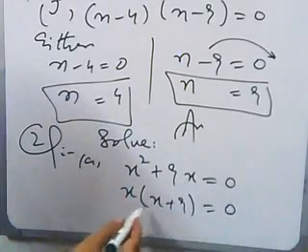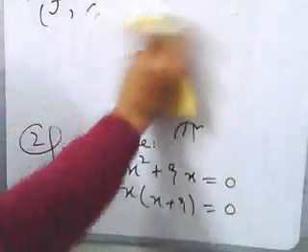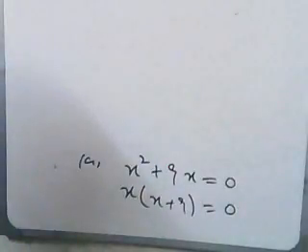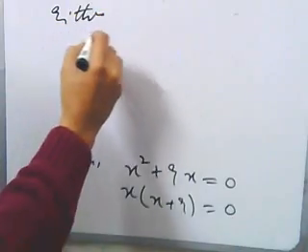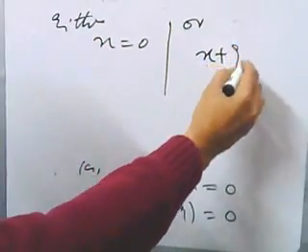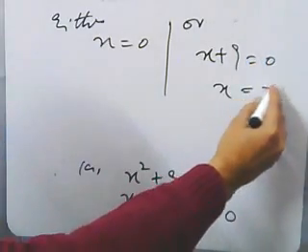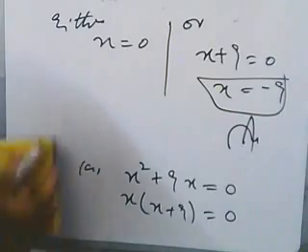So either, you see here, either x is equal to 0 or x plus 9 is equal to 0, so x is equal to minus 9. So here is the solution.